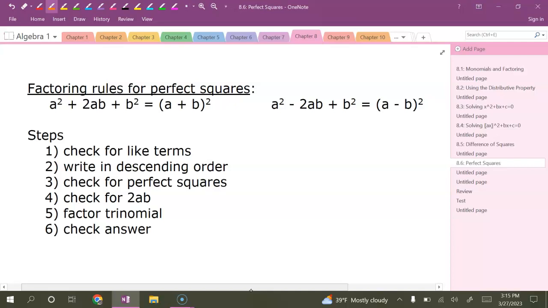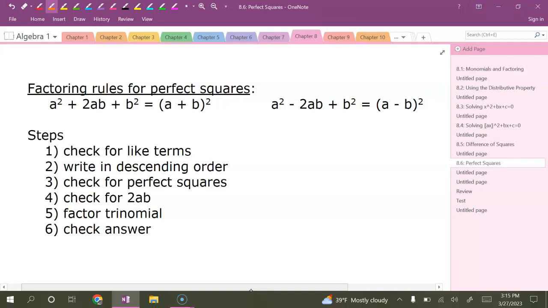Another thing that I would maybe check for within steps 1 and 2 is, is there anything that you could pull out? So like on that last one, how we could take out a 5, maybe ask yourself, is there anything that we could take out? Especially if you look at it and you're like, no, it doesn't look like it's going to work. See if you can pull something out to make it work.